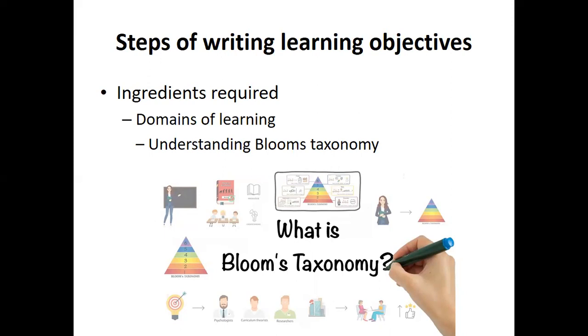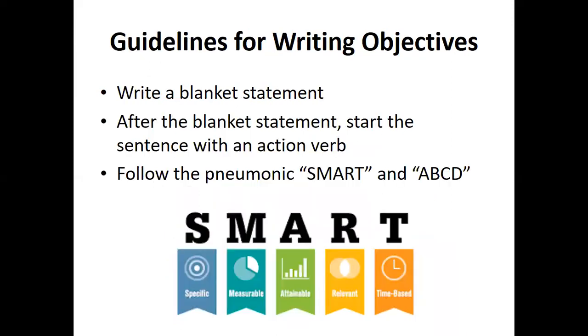Just like how to cook a dish. Before elaborating the procedure of cooking that dish, all the ingredients of that dish are listed. These are the requirements of preparing that dish. So that is the domain of learning, which means understanding deeply the Bloom taxonomy, which we have discussed in the previous lectures. So the guidelines for writing the objectives: we have to be very careful while writing the learning objective or the learning outcome.